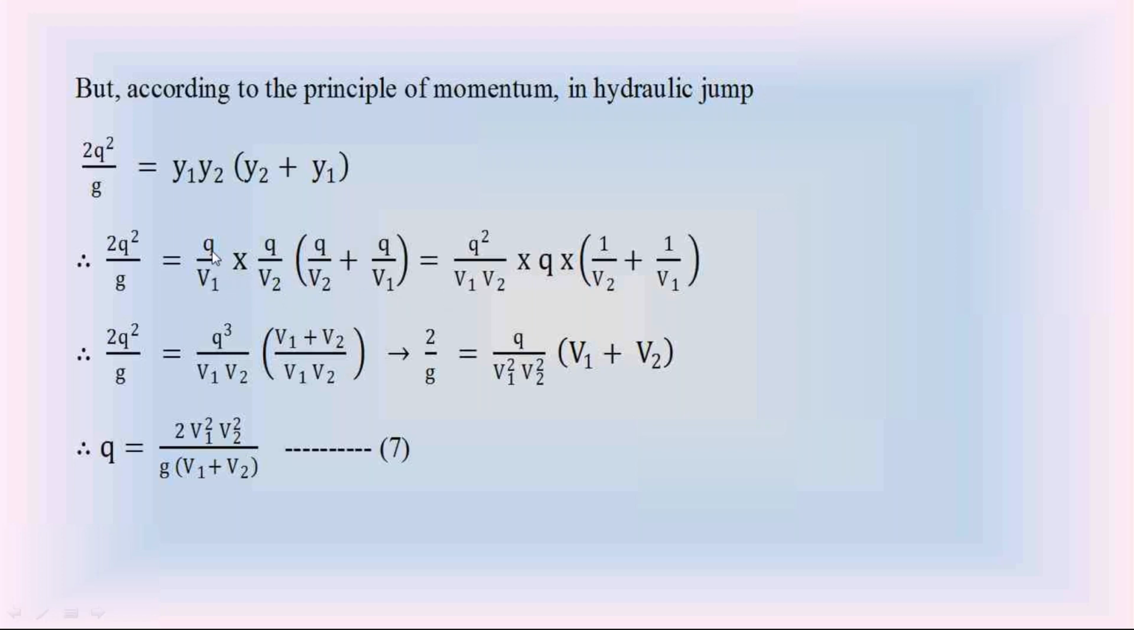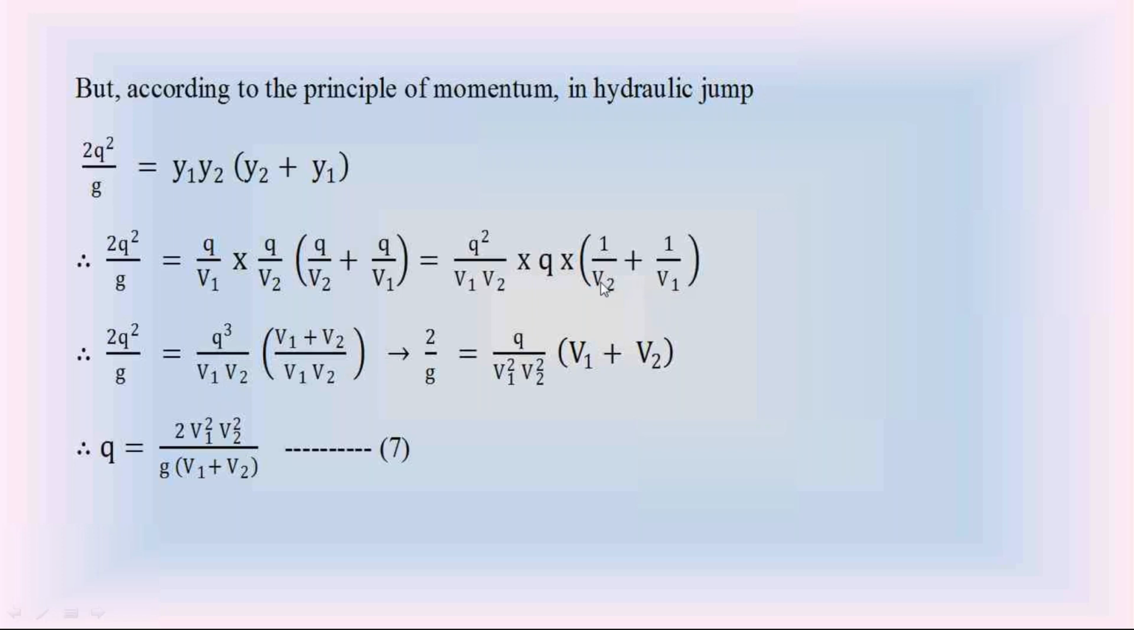What are the first two terms? q square divided by v1 into v2. Then in the remaining two terms, take this small q common. If I take small q common from the remaining two terms, this term becomes q into 1 by v2 plus 1 by v1. So simplify this right hand side: q square by v1 v2 into q into 1 by v2 plus 1 by v1. Observe this modification please. q square into q is q cube divided by v1 v2. So check this right hand side, q cube divided by v1 v2. Then from this term take v1 v2 as LCM.